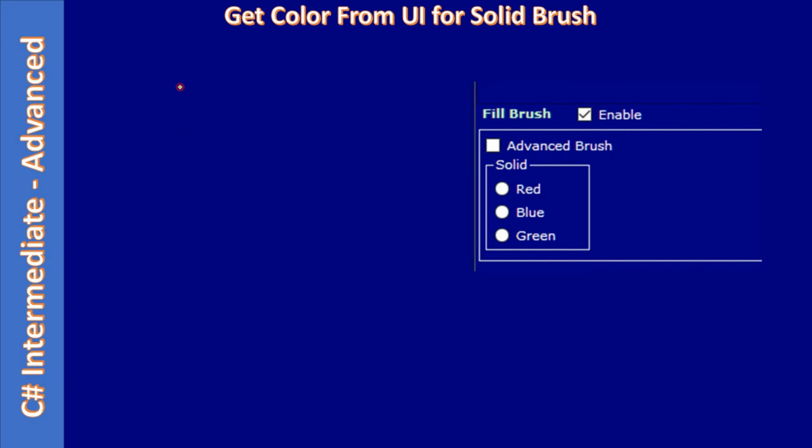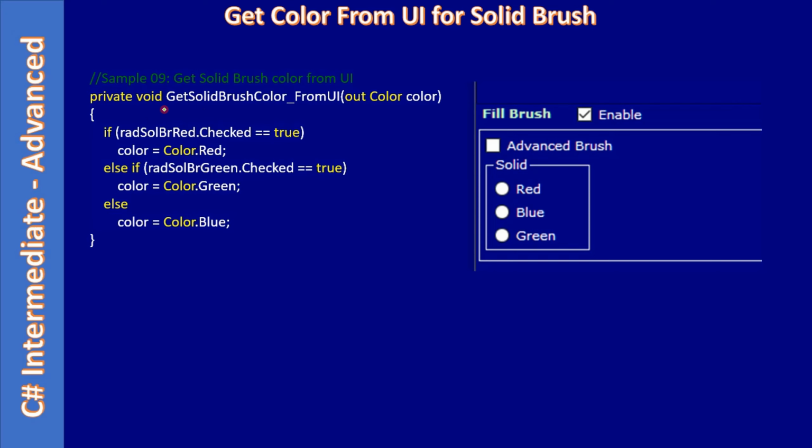Next, this is the solid brush related control. Here we have a utility function, GetSolidBrushColorFromUI. This is not an event routine, it's just a function, and it takes color as an argument. If you see, this is the out parameter, which means the value will get assigned inside this function, and whoever is calling it, let's say it is called from fx, after calling this function they will have a valid color in the parameter if they are passing it.